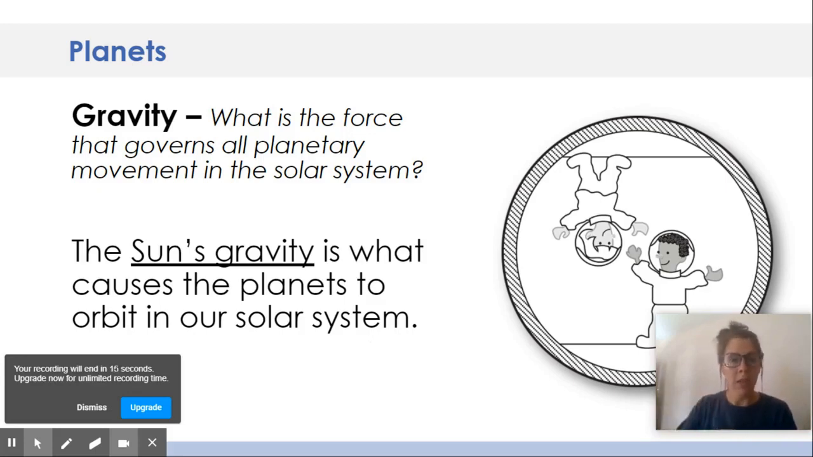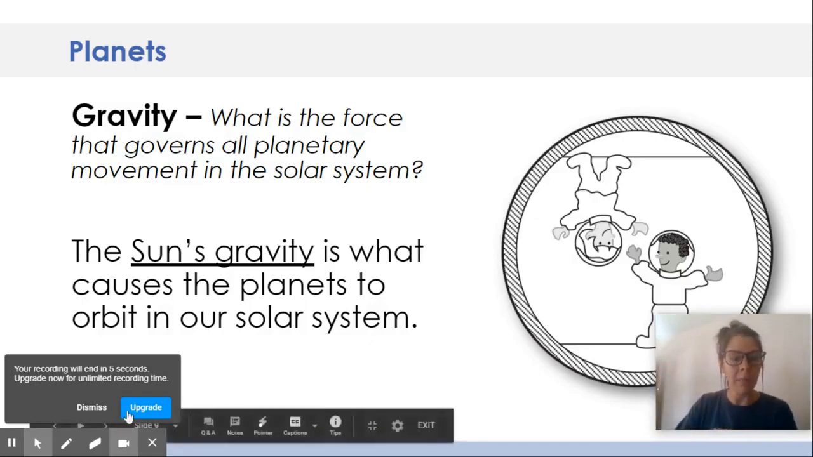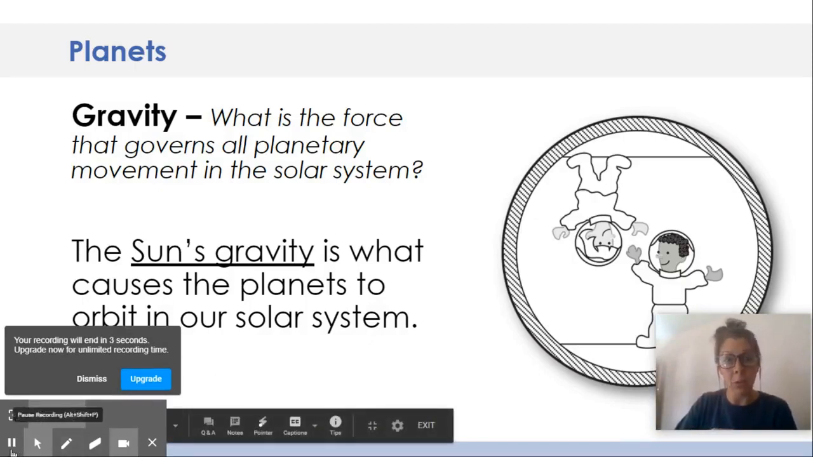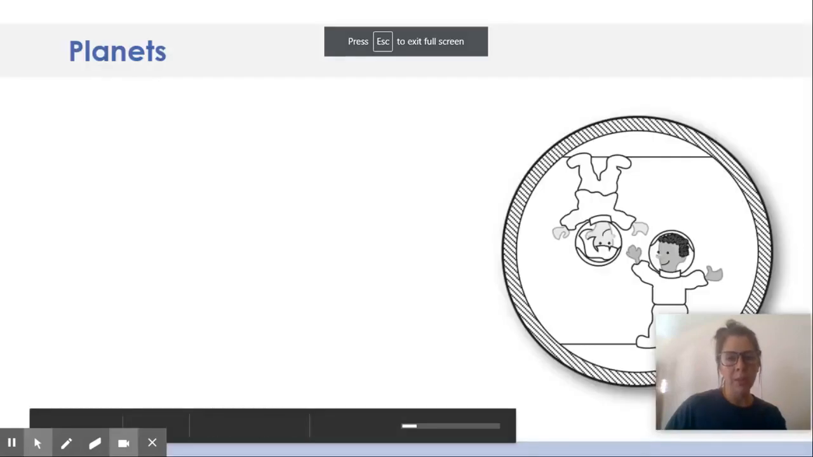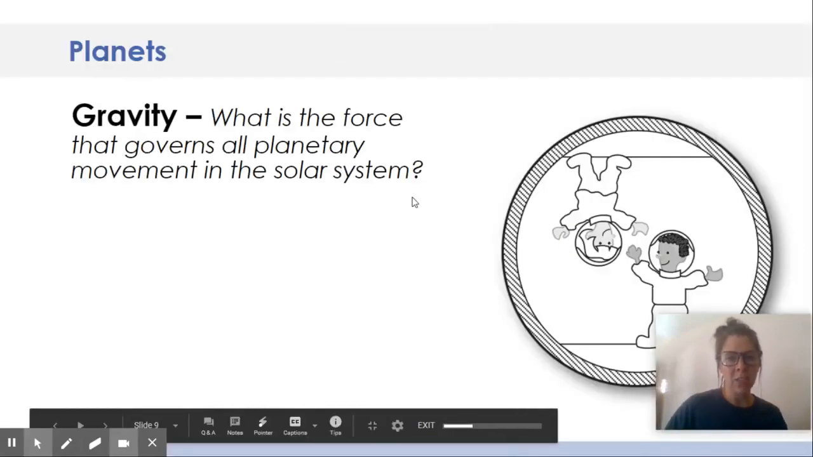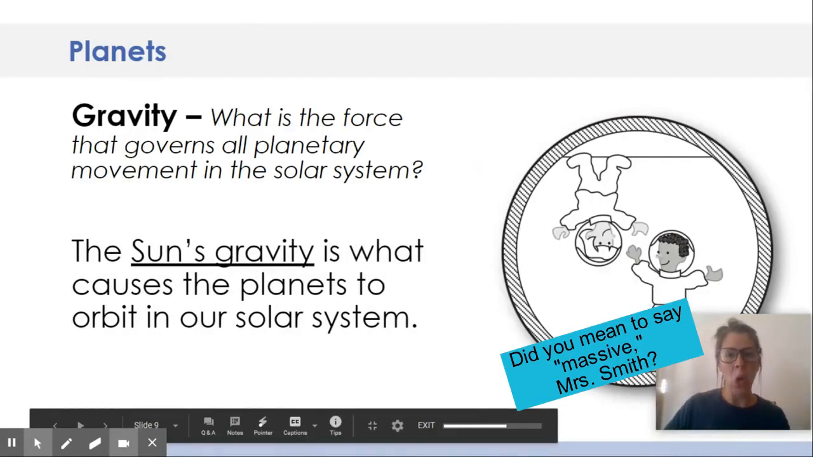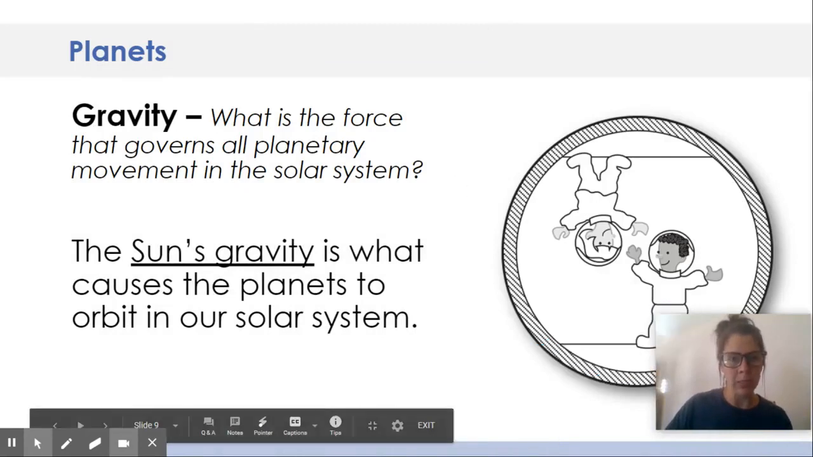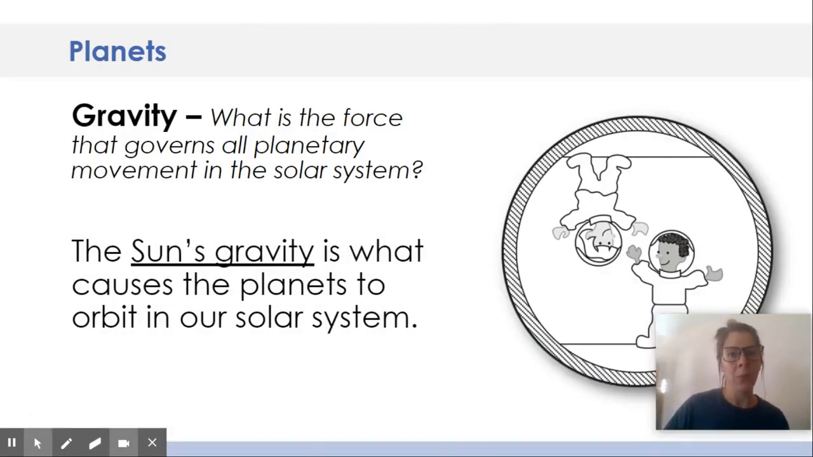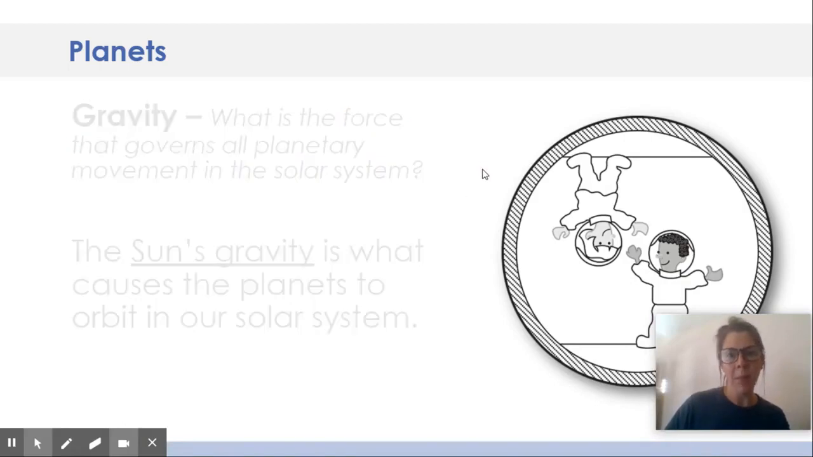But on a smaller scale, you could have the Earth's moon exerting a gravitational force on the Earth, and the Earth can exert a gravitational force on the moon. So gravity is at play in multiple places within our solar system. So if the sun is so massive and it governs all planetary movement in the solar system, then the gravitational force between smaller objects doesn't matter, right?